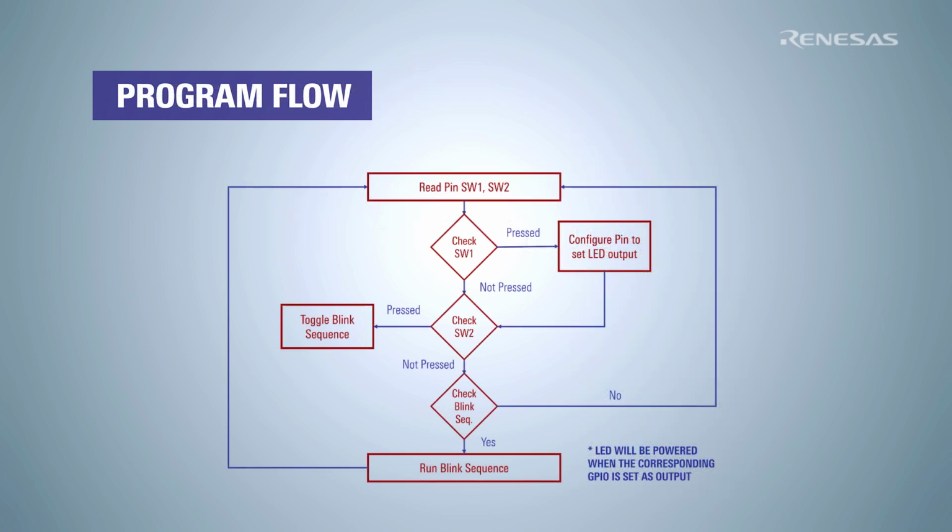We are going to write a program that will configure the LED pins as output on the press of a button and then toggle a blink sequence on the press of another button. The LEDs will not light up unless their pins have been configured as output, regardless of the status of the blink sequence. This will show an effective use of the pin read, pin write, and pins configure APIs.